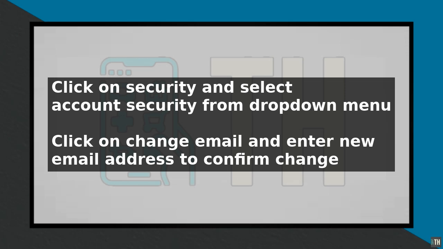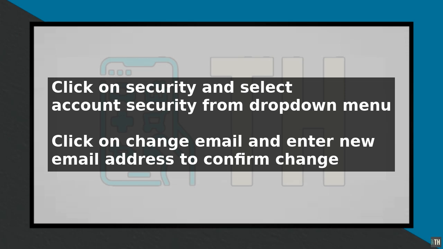Next, click on Security and then select Account Security from the drop-down menu. This section contains options for modifying your account settings, including changing your email address. Click on Change Email and follow the prompts to enter your new email address and confirm the change.